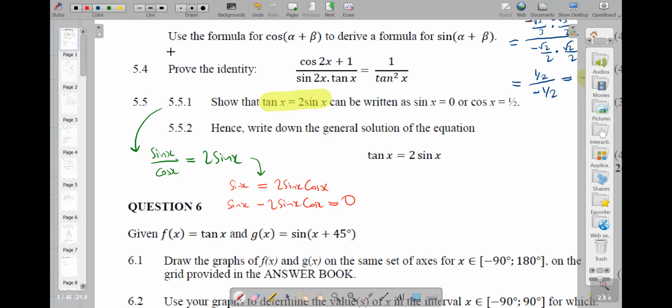So then sine is a common factor. Yes, sine is a common factor. That's good. And what is left when you take sine out? 1 minus 2 cosine. Okay. So from here, it is kind of easier now.